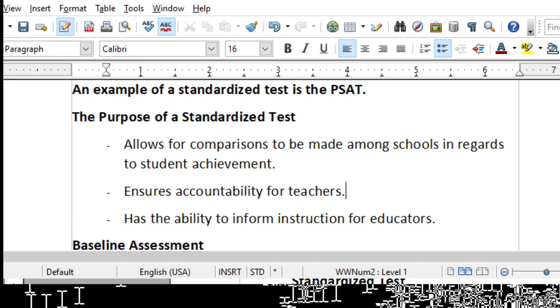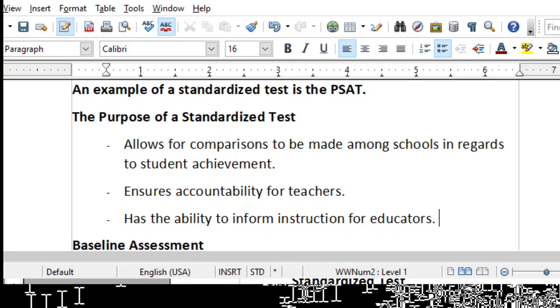So if I look at your scores and I see that a lot of you have a hard time identifying the author's purpose when you were doing section 1 of the PSAT. Well, if most of you scored incorrectly on the questions that were related to the author's purpose, that means that I need to start teaching more about the author's purpose in class. So that's what number 3 means, has the ability to inform instruction for educators.